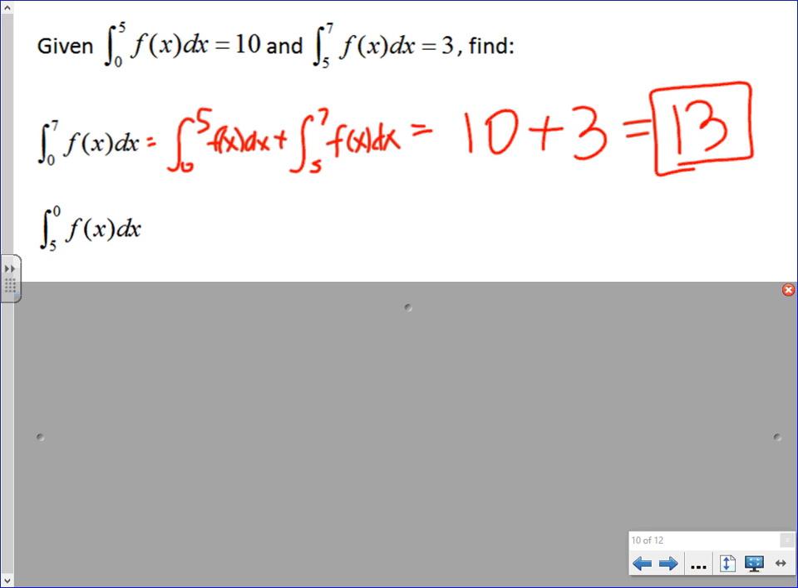How about the integral from 5 to 0? Trevor, what would that be? Almost. We're going from 5 to 0. Negative 10. Since we're going backwards, we're going to take 0 to 5 and we're going to negate it.